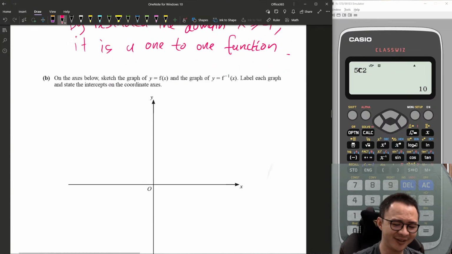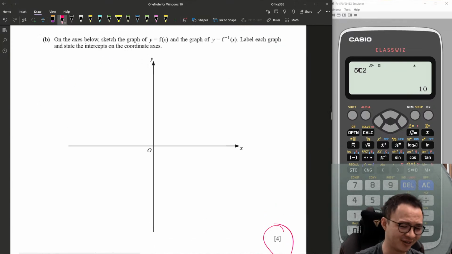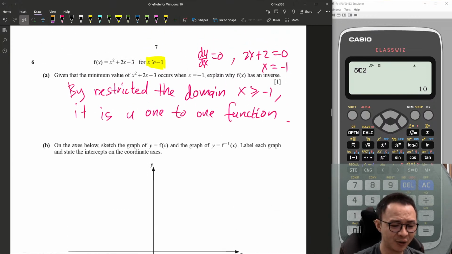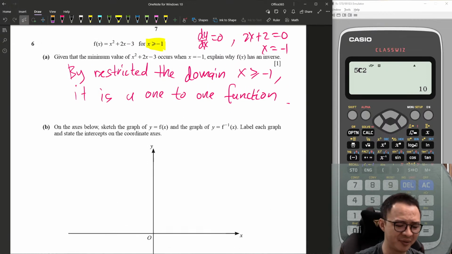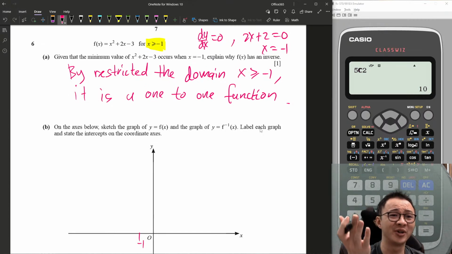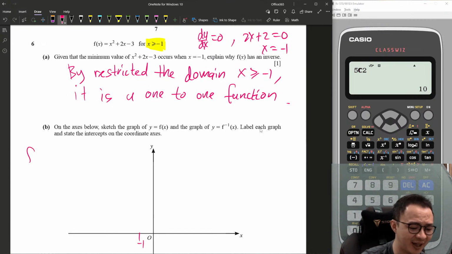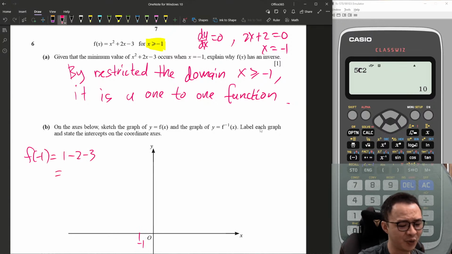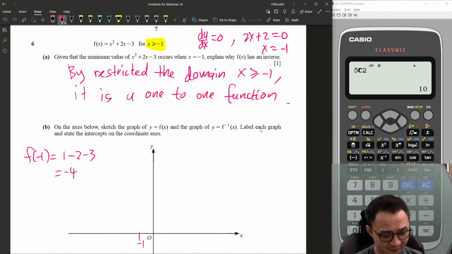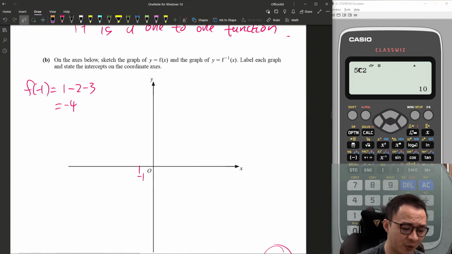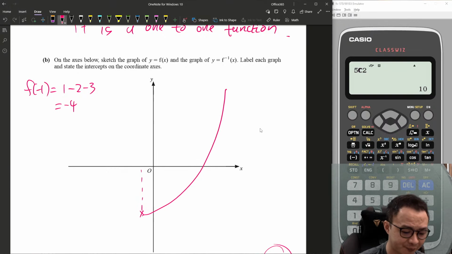Okay, so here they give us quite a lot of marks to draw the line and the inverse function. So I'm going to draw this quadratic. I already know the minimum is at x = -1, but I do not know the y coordinate. So no doubt I need to plug the -1 into the quadratic function. So it's 1 minus 2 minus 3, which is -4, I believe. So 1, -4 will be the minimum. So it's somewhere here, this one is (-1, -4). So this is my graph, f(x).